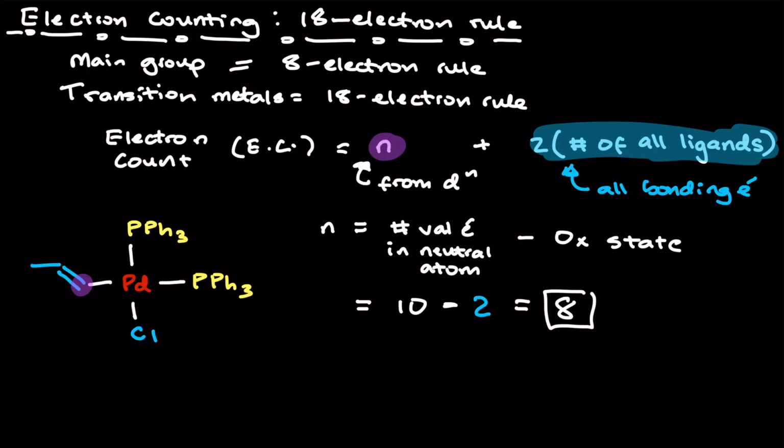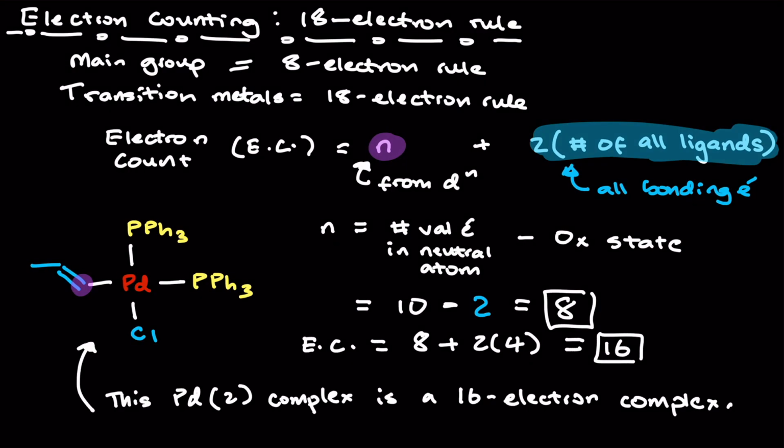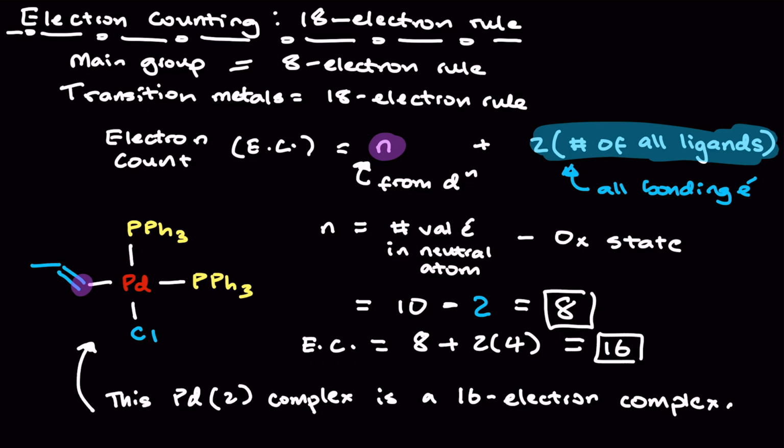It's a d8 complex. And so my electron count is 8 plus 2 times 4 for the number of all the ligands around the palladium, which gives us 16. And so we can say that this palladium-2 species is a 16 electron complex. It is therefore not as stable as it could be, which means that this could be a reactive intermediate, especially when we're thinking about a catalytic cycle. And we will see something like this as we go through organometallic reactions.